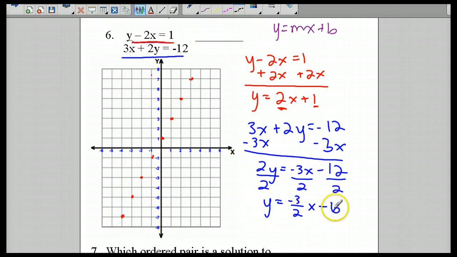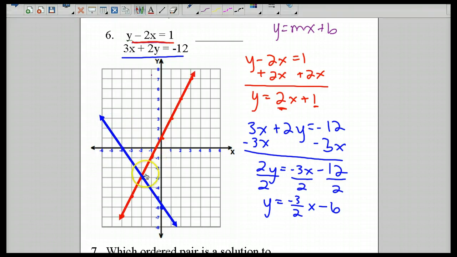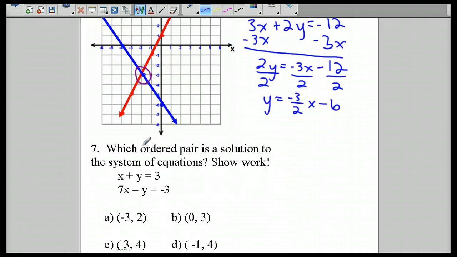Now for our blue line. Our y-intercept is negative 6, so we go down to negative 6. And our slope is negative 3 over 2. So we go up 3 and to the left 2, up 3 and to the left 2, up 3 and to the left 2. Alright, and as you can see here, my lines cross right down here. And this coordinate, remember we're writing it on this line in parentheses, is negative 2 comma negative 3. Alright, let's move on to number 7.